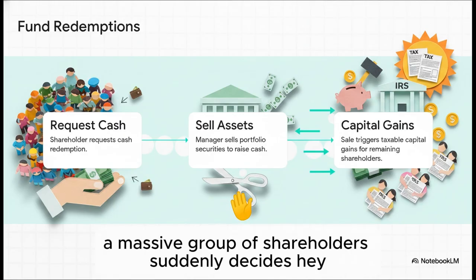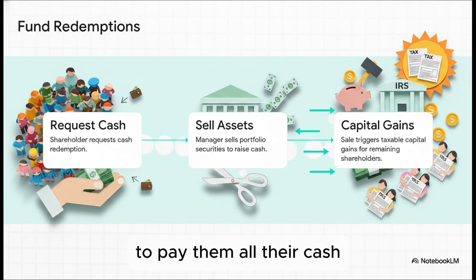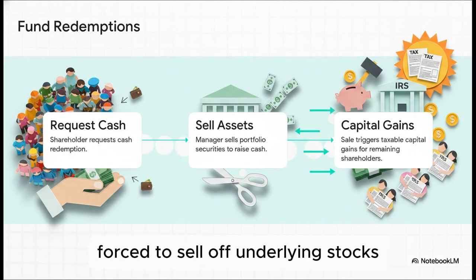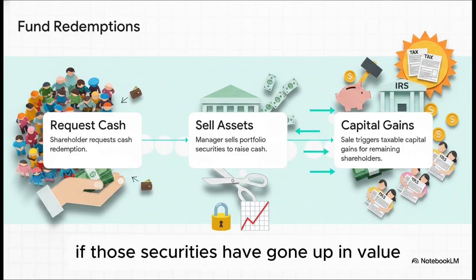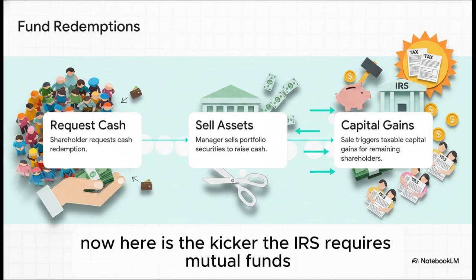Imagine a massive group of shareholders suddenly decides, hey, we want to cash out of this mutual fund. To pay them all their cash, the mutual fund manager is quite literally forced to sell off underlying stocks or bonds from the portfolio. If those securities have gone up in value, selling them realizes a capital gain. Now here is the kicker.